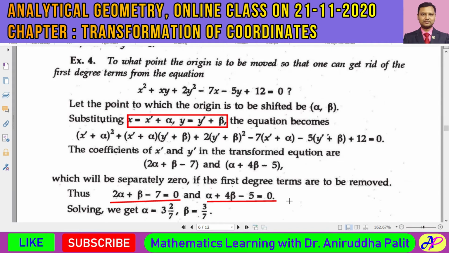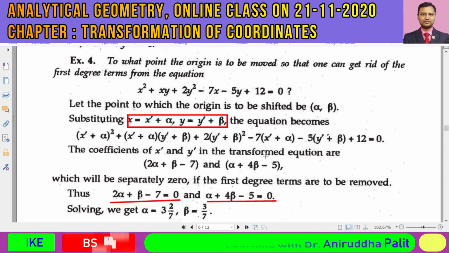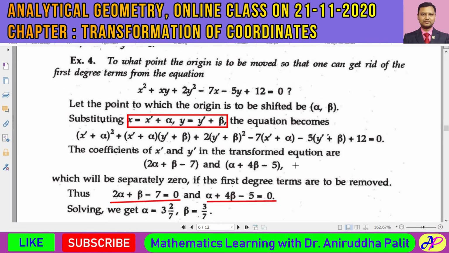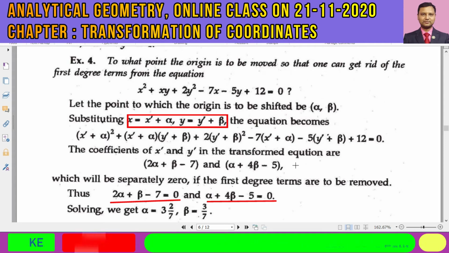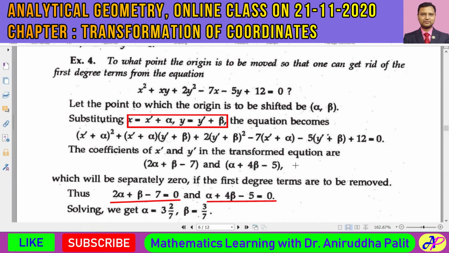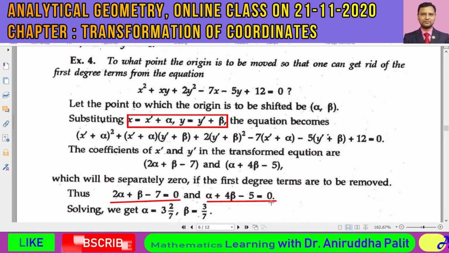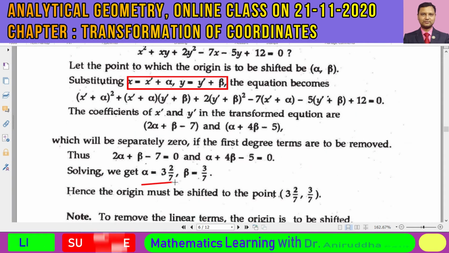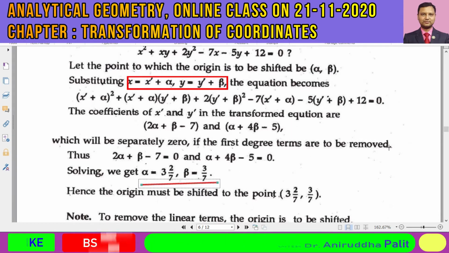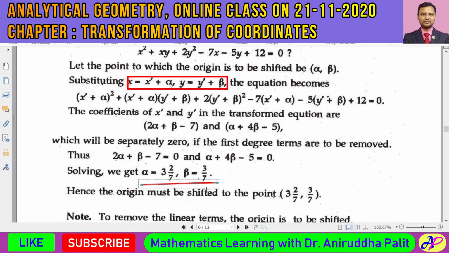And in that case, the only conclusion would be that the coefficients of x prime and y prime cannot simultaneously be equal to 0. Together we cannot remove the x prime and y prime related terms. That would be the conclusion. But over here we are lucky that we only have two unknown quantities, alpha and beta, and that can be obtained by solving these two equations. So we are solving these equations and we ultimately get the values of alpha and beta. Alpha is equal to 3 by 7 and beta is equal to 3 by 7. So this would be the corresponding result.